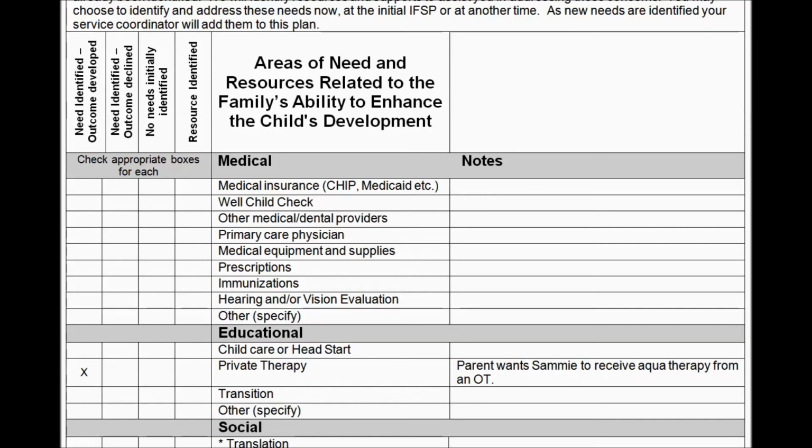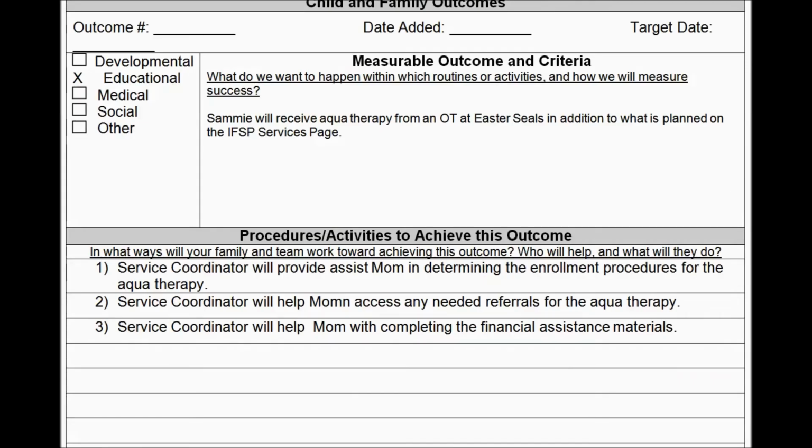So let's look at how that outcome will look. And here's an example of what that outcome might look like. So again, the service coordinator is helping the family access those additional services, and the service coordinator, again with the mom's informed written consent, would seek updates from those additional service providers to make sure that she's coordinating all of Sammy's services. Service coordinators, it's not just your responsibility to coordinate ECI services, but all services that child is receiving.